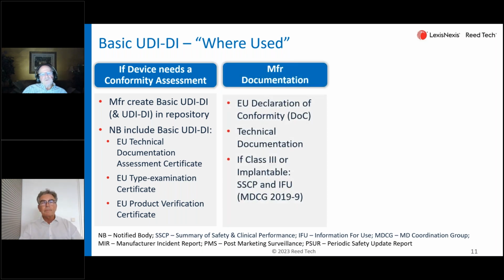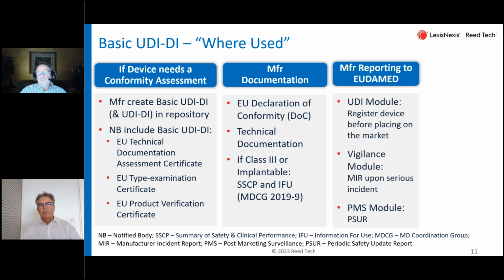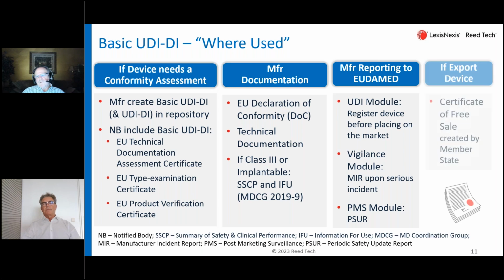There are other places it pops up. It's going to be mentioned in your declaration of conformity, certainly throughout your technical documentation. There are some additional requirements if you have a class 3 or implantable device. And then at the time of reporting and registering your device in UDI, we looked at all those values that are part of that entry. And then it pops up in other places. So the vigilance module and also the post-marketing surveillance module will have references back to basic UDI. And the last one I'll touch on is if you are exporting your device, then you'll see the basic UDI in your certificate of free sale.